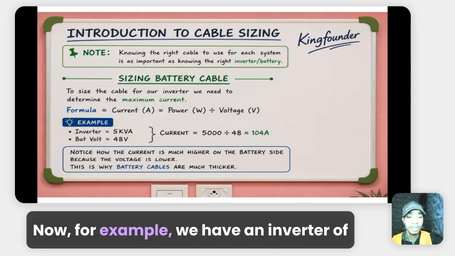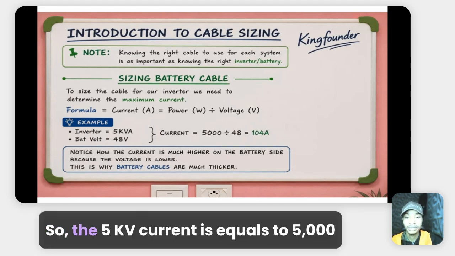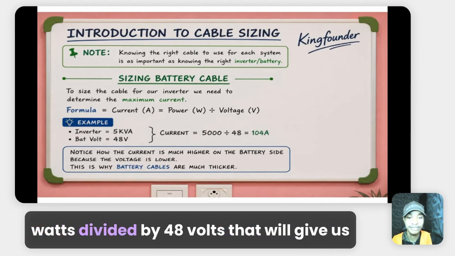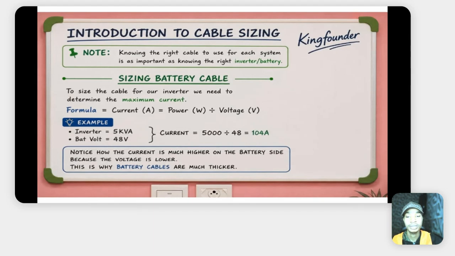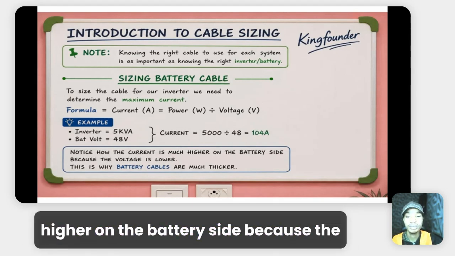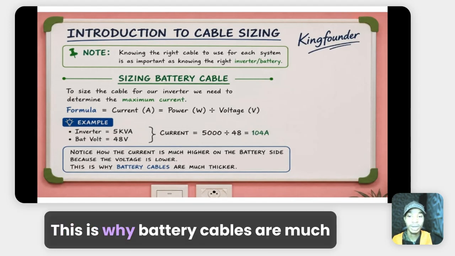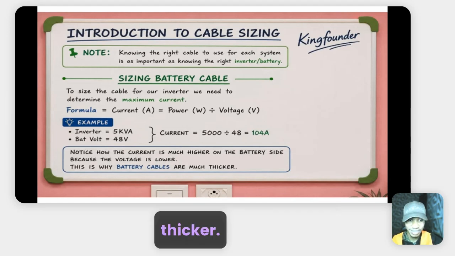Now, for example, we have an inverter of 5 kVA and the battery volts of 48 volts. So the 5 kVA current is equal to 5,000 watts divided by 48 volts. That will give us 104 amps. Now you notice how the current is much higher on the battery side because the voltage is lower. This is why battery cables are much thicker.